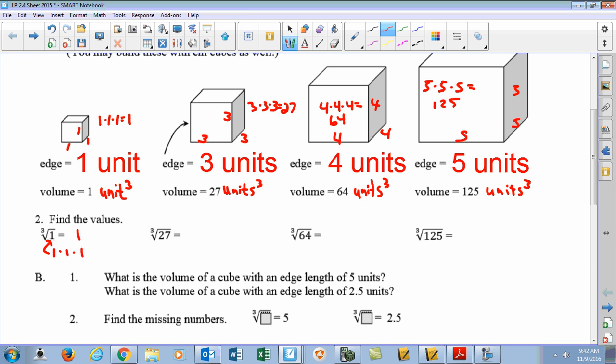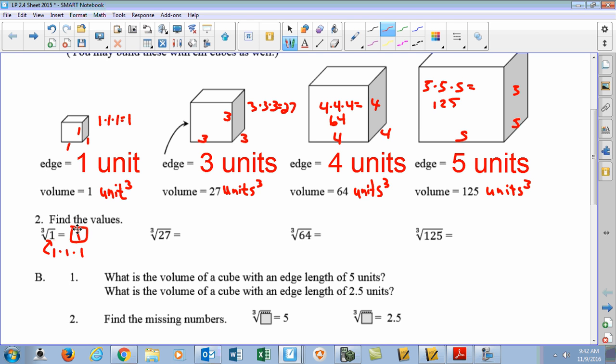So again, just like in a square root, the square root of 1 is also 1 because 1 times 1 gives you 1. All right. So again, what number? This is the root. So if I took this number, multiply it by itself 3 times, I'd get the number underneath the root.